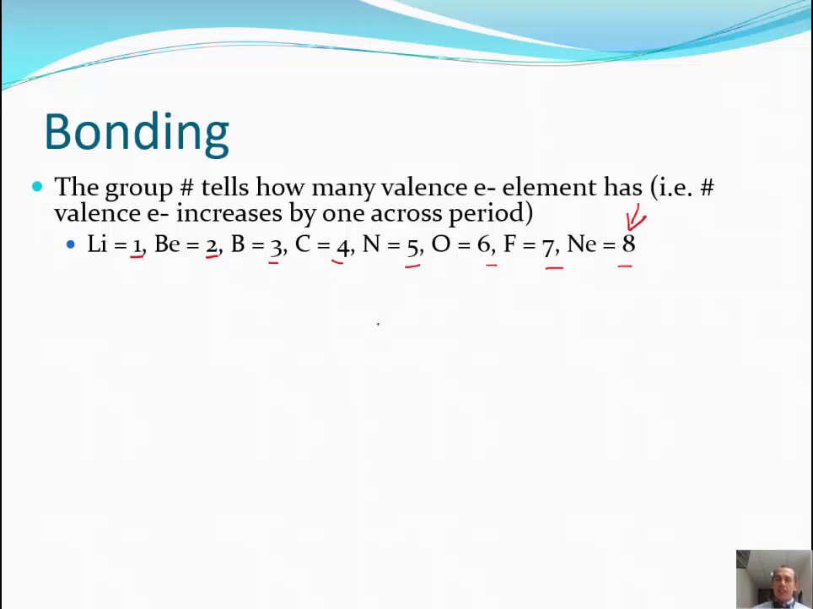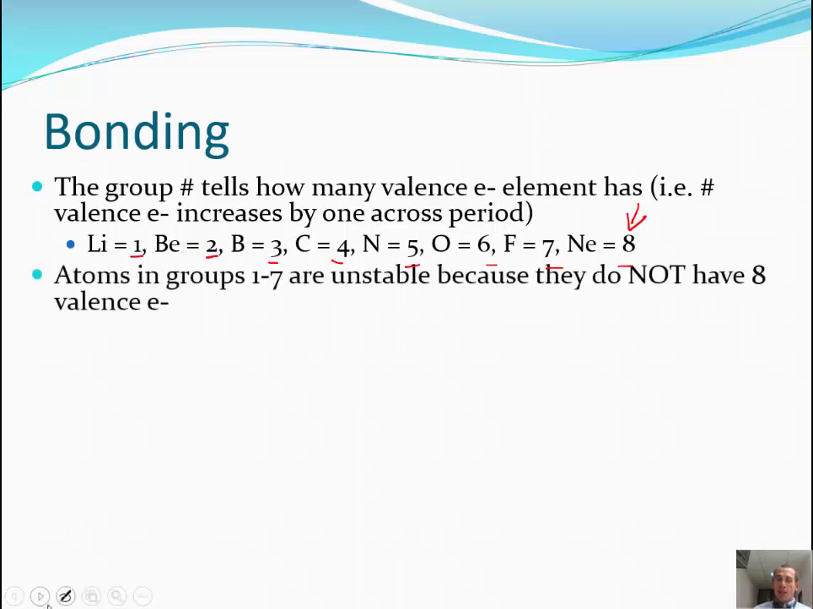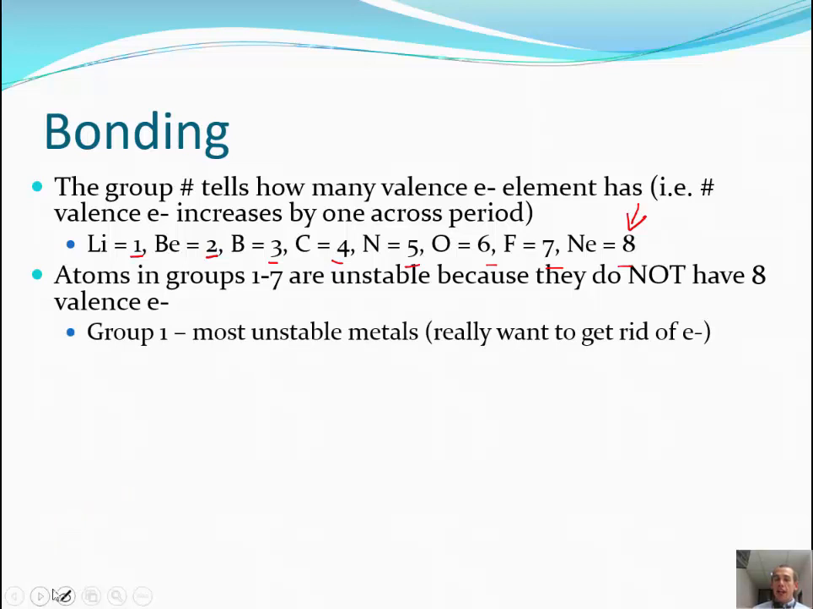Remember the octet rule says that 8 is our magic number. If we get to 8, then it's stable and it won't form bonds, which means 1 through 7 are unstable and will form bonds. They either want to give up electrons or gain electrons to get to 8. And that's what happens when a bond forms. Electrons are going to be shared or transferred from one atom to another in order to become stable. So group 1 is the most unstable metals. They really want to get rid of an electron.